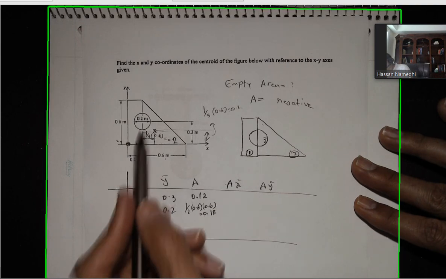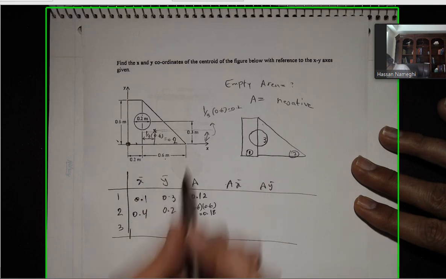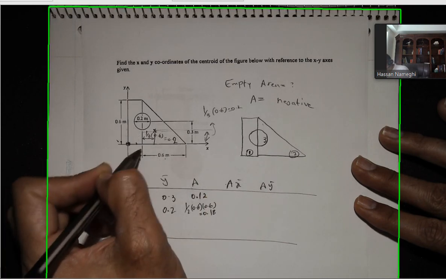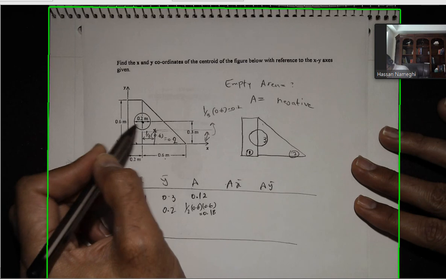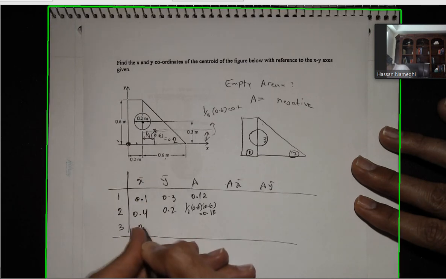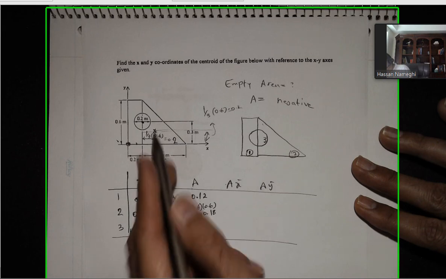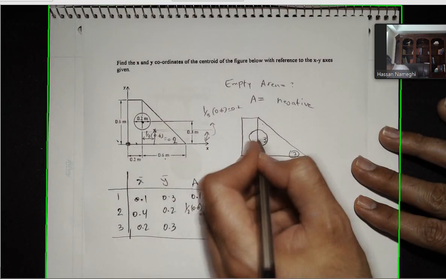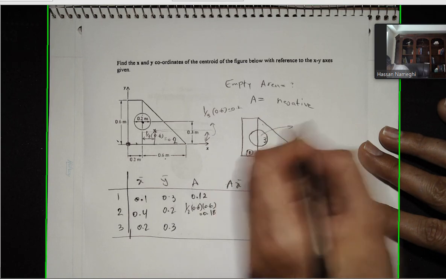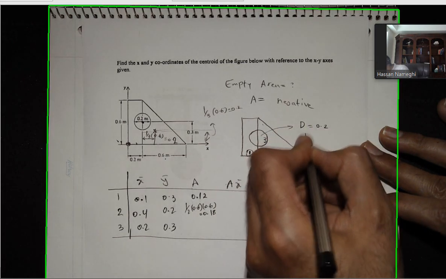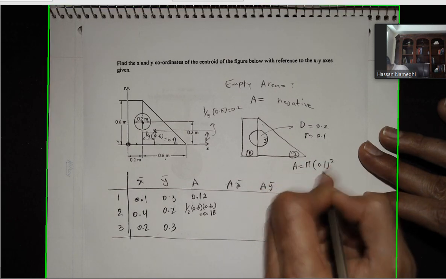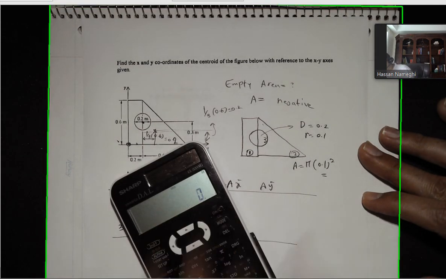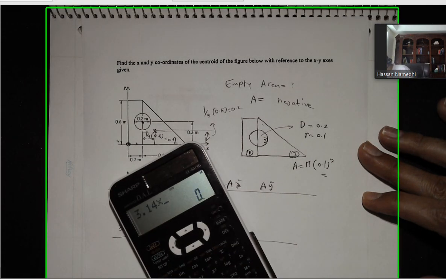And then the third shape, the circle. The center of the circle is located, if you go from here to here, that's where the center is. So 0.2 this way, and the other way is 0.3. So 0.2, 0.3. The area of the circle: the diameter is 0.2, so the radius is 0.1. And the area will be equal to pi times 0.1 to the power of 2.